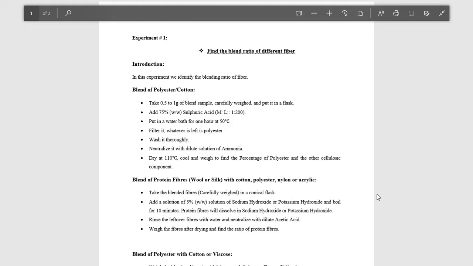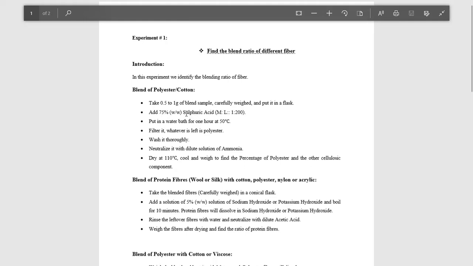So first of all, we take 0.5 to 1 gram of blend sample. The sample contains both polyester and cotton. Carefully weigh it and put it in a flask. After that, we add 75% weight by weight sulfuric acid. Material to liquor ratio will be 1:200. Put it in a water bath for 1 hour at 50 degrees.